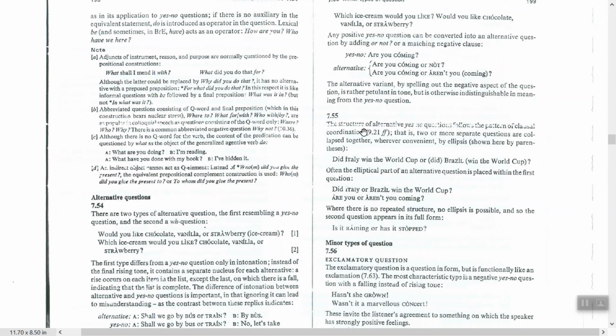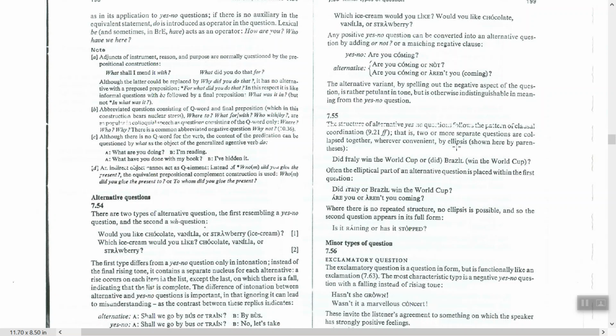This note is very important. The structure of an alternative yes/no question follows the pattern of clausal coordination. We said that we have two types: alternative yes/no questions and alternative WH questions. So, alternative yes/no questions follow which pattern? The pattern of clausal coordination. Coordination means coordinated between "or" and "and". This is the meaning of the pattern of clausal coordination.